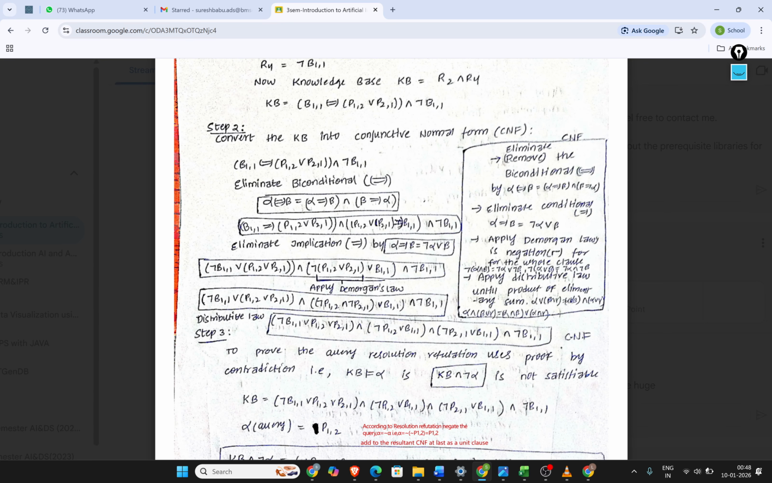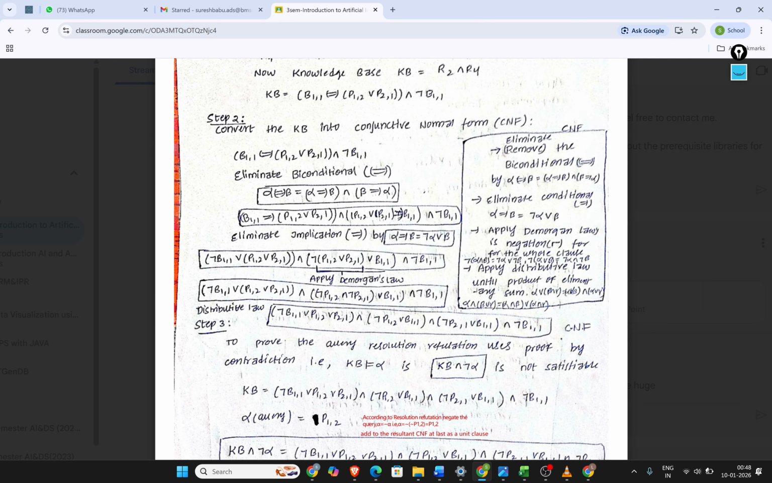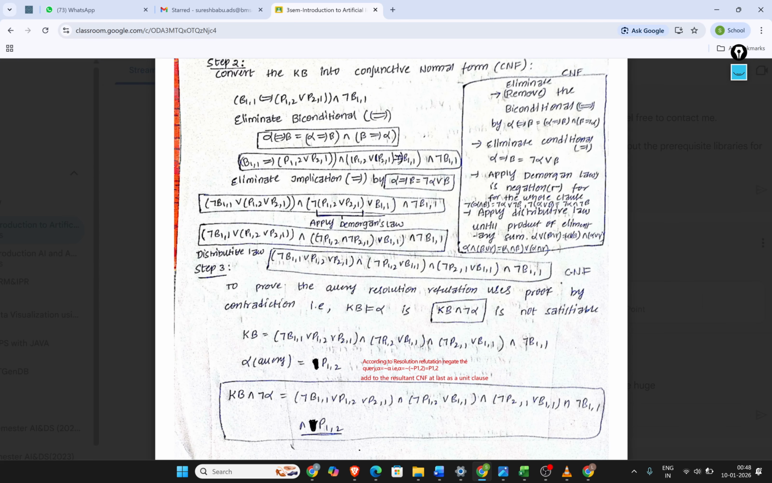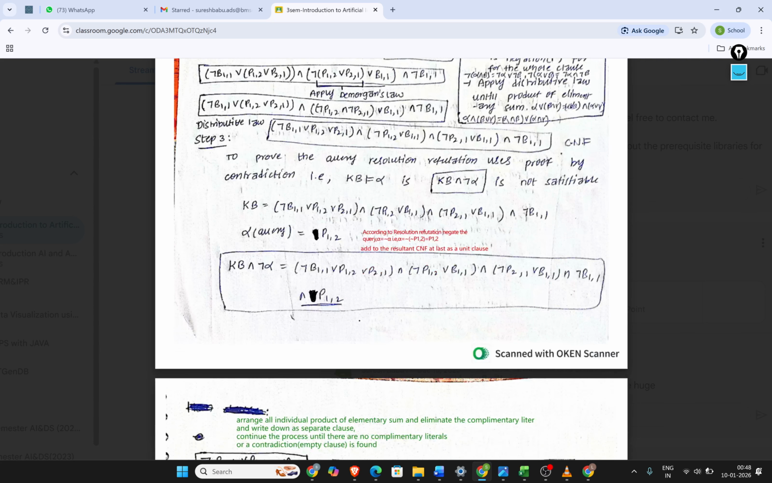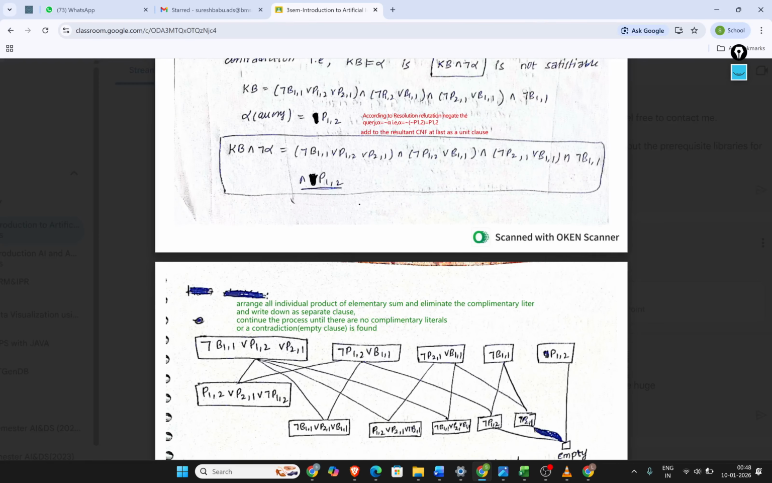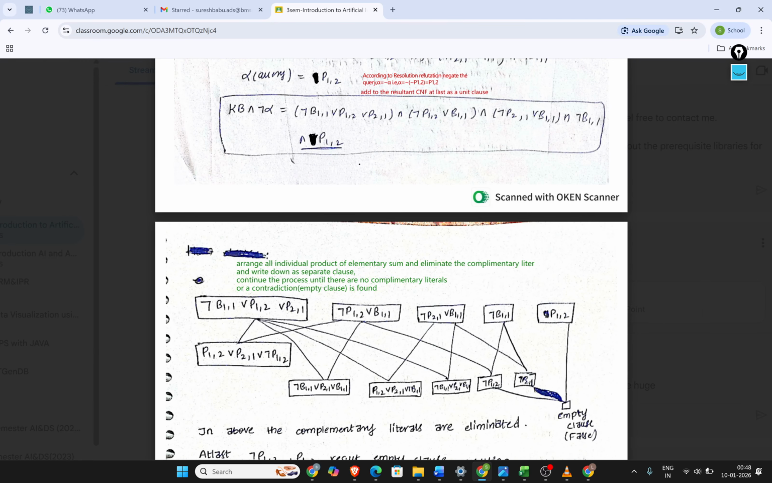Now, to prove the query using resolution refutation, using proof by contradiction, we have to take that knowledge base and negation alpha, and show it is not satisfiable. We know that we have this conjunctive normal form and we have to add our query to it, that is 'and negation p1,2'. So to the entire knowledge base we add negation p1,2. Now we are going to take individual clauses one at a time.